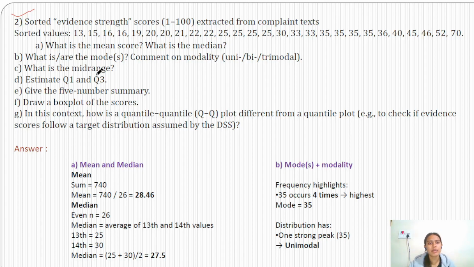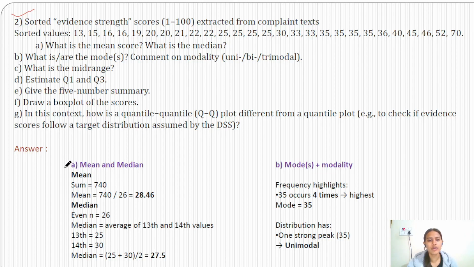C: What is the mid-range? D: Estimate quartile 1 and quartile 3. Give the 5-number summary and draw a box plot of the scores. And G: in this context, how is a quantile-quantile plot different from a quantile plot? For example, to check if evidence scores follow a target distribution assumed by the DSS.